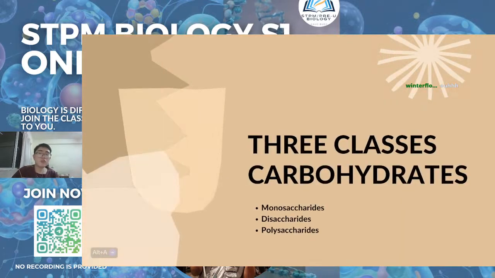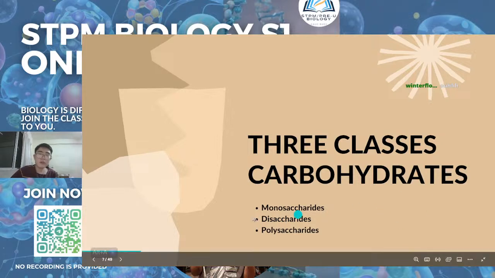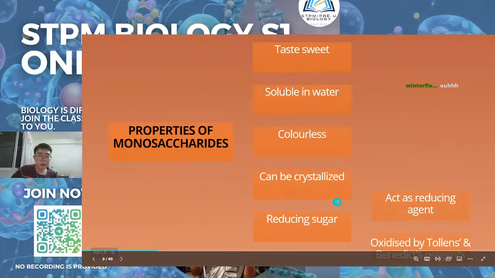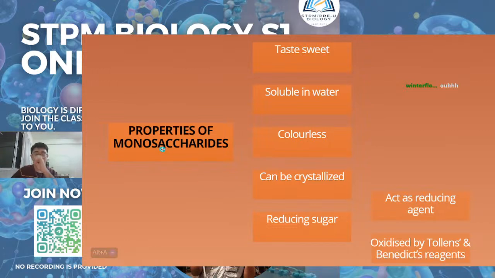Okay, so there are three main classes of carbohydrate. You all already know: monosaccharide, disaccharide, and polysaccharide. Monosaccharide is the basic unit of carbohydrate, so firstly I will go to monosaccharide. It is the simplest unit of carbohydrate. Normally you have to know the properties of monosaccharide. If you eat sugar, glucose, you will taste sweet, right? It is soluble in water and colorless. If you make sugar water, it is colorless, right? And it can be crystalline, and sugar is solid, right?